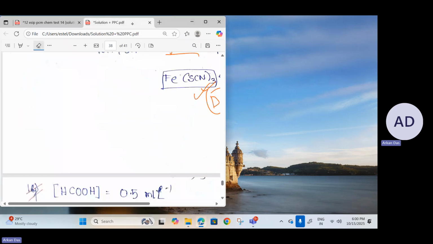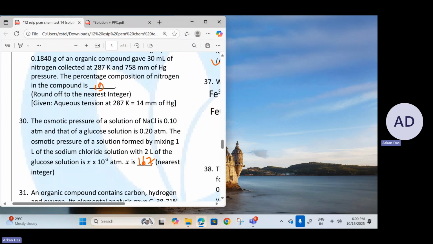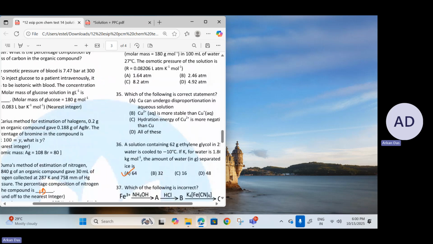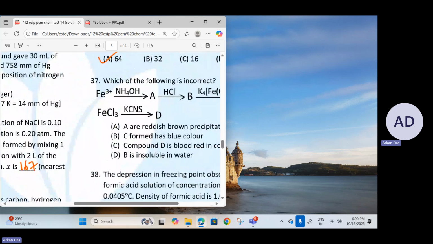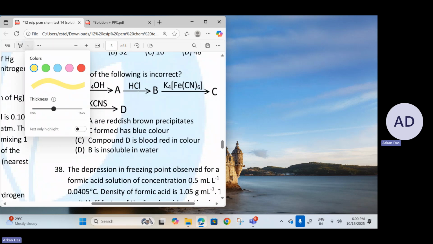This is giving you what? This is giving you Prussian blue as color. So as it is giving you Prussian blue as color, one second. Yes, here is the question. So it is giving you what color? The compound A, what color is that?